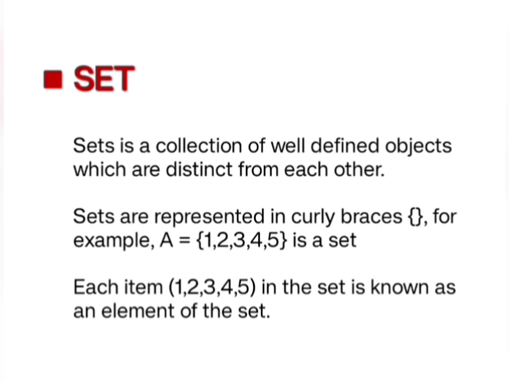Let's see this example of set, where A is set, and its elements are 1, 2, 3, 4, 5. Each item in a set is known as an element of the set. The elements of a set are in curly braces. Hope this example can help you to understand what is set and elements in the set.